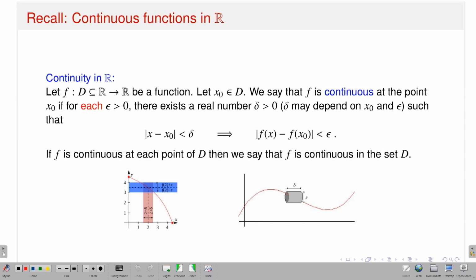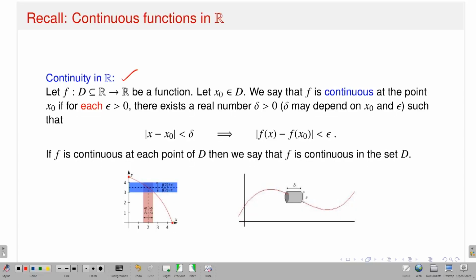So, let me start with the definitions or notions of continuous functions from Rn to Rm. Let us start with a function f from Rn to Rm. Before that, let me just recall the notion of continuity for real valued functions with a real variable. That portion we are familiar with.